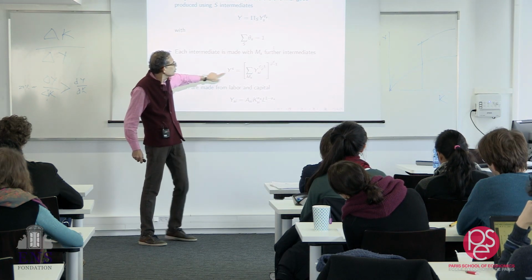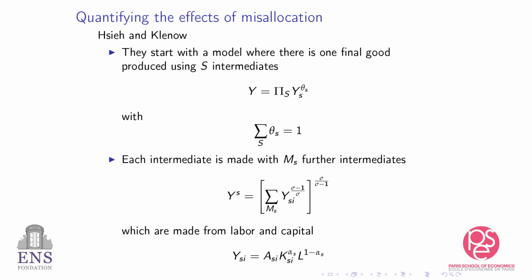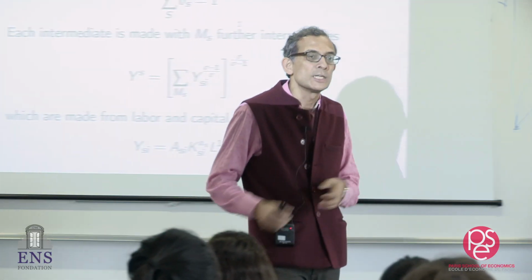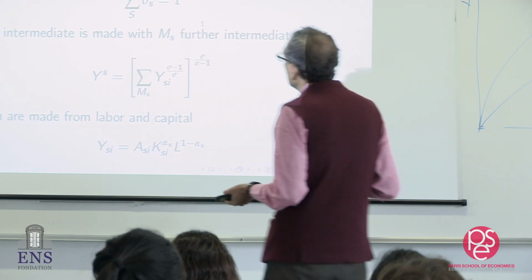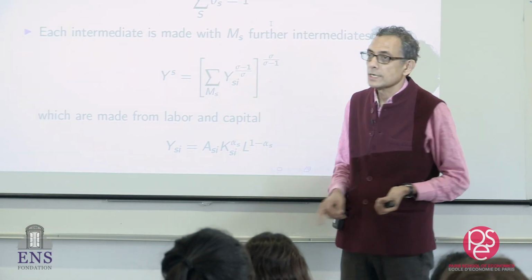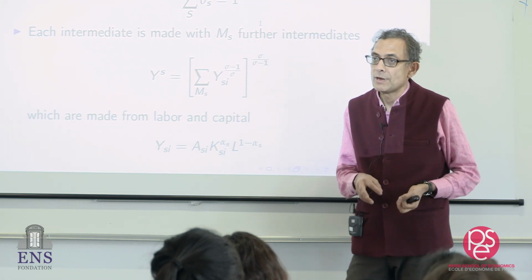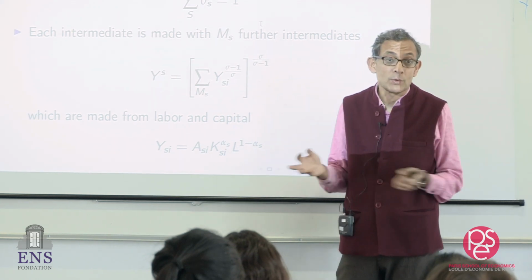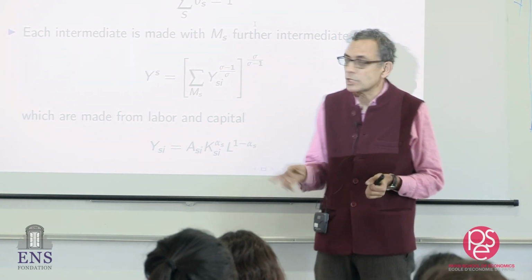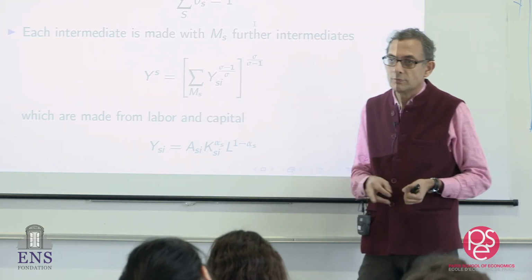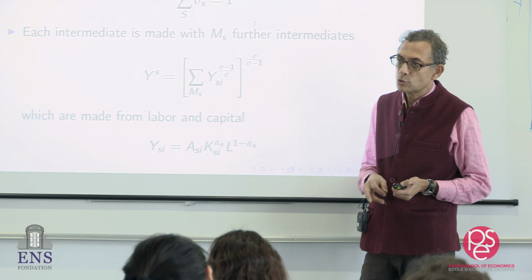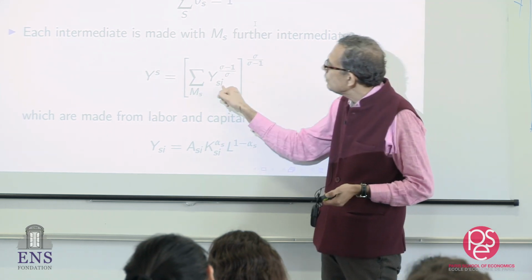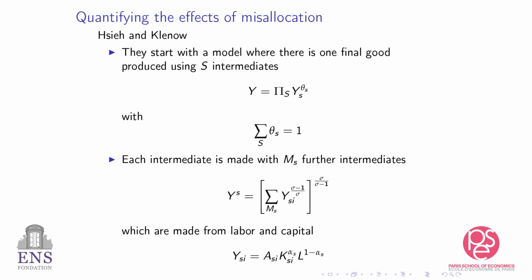Intermediates are produced by further intermediates. Think of this as being steel, and steel is produced by a bunch of different producers, each of whom produces a slightly different variant of steel, or in different locations or whatever. There's some product variation, and this is a CES production function, a constant elasticity of substitution production function. And then the Y_SI are produced by a production function which just uses labor and capital.